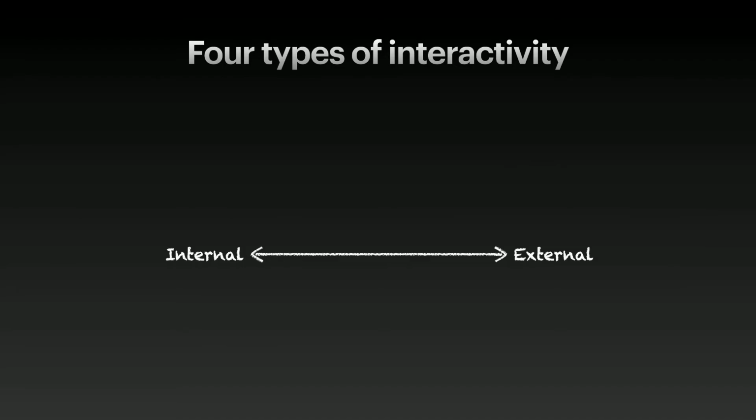In other words, in internal interactivity, the interactor has an avatar inside the virtual world, like in a first-person shooter, whereas in external interactivity, they are observing the world like in a real-time strategy game.